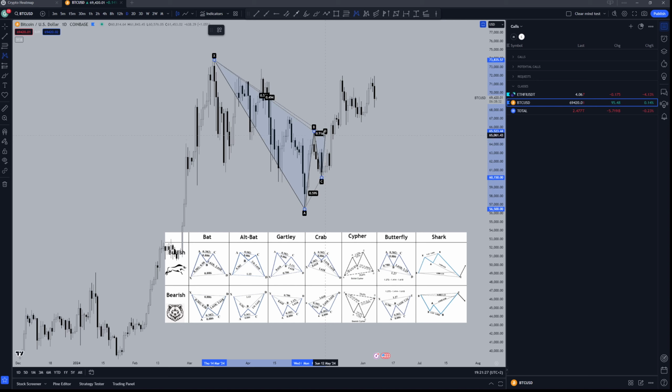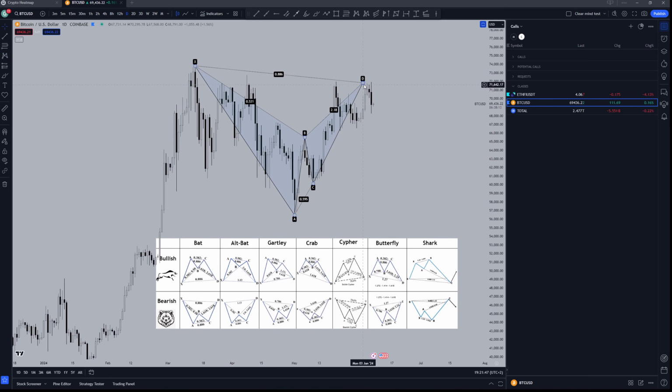So now that we have 4 of our points placed, we can use the bat schematic to take a look at where our D point needs to be. So we know for the bat, it has to be a 0.886. So we can take it up to the 0.886 in advance, even if price hasn't aligned there yet. And we can draw a D point here.